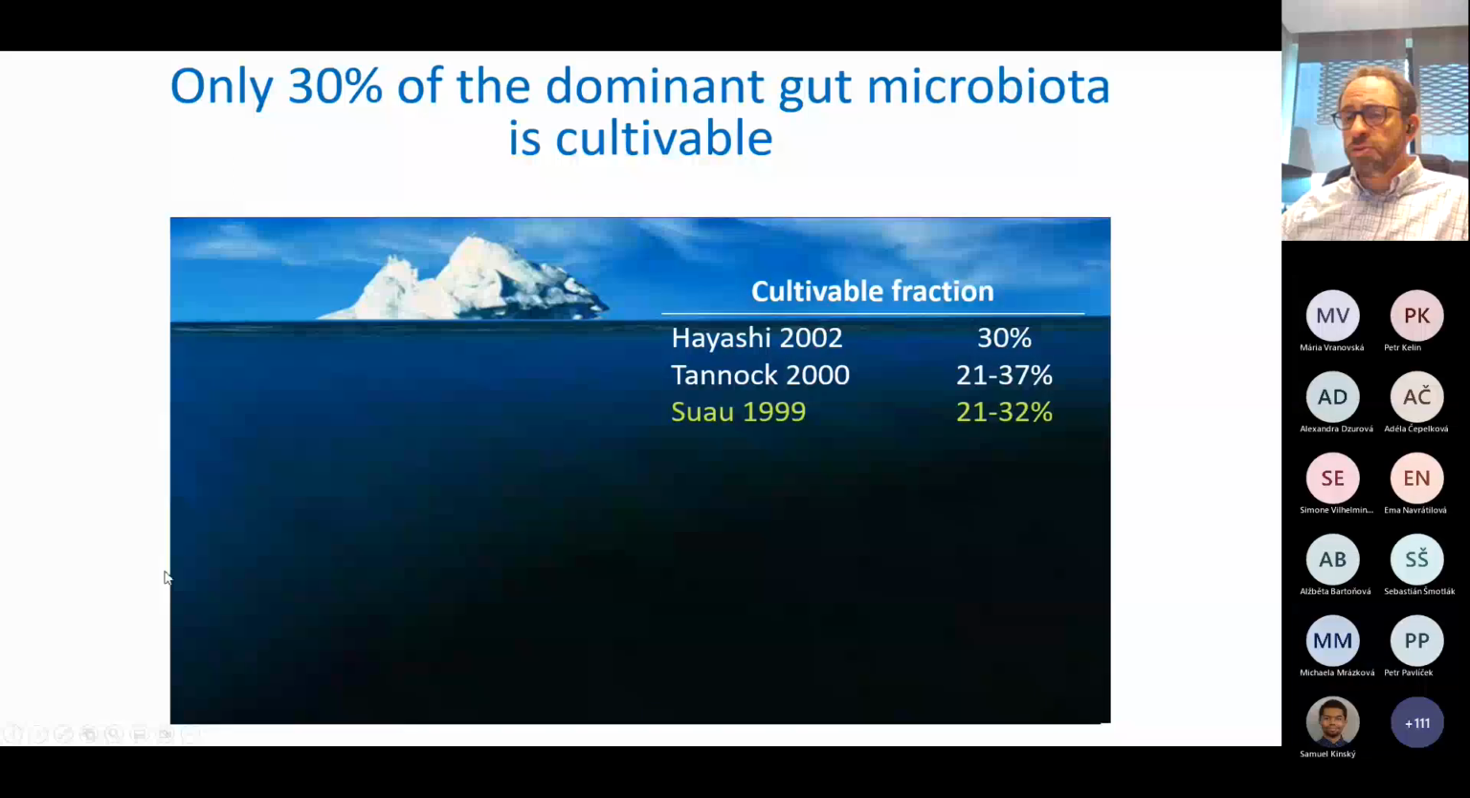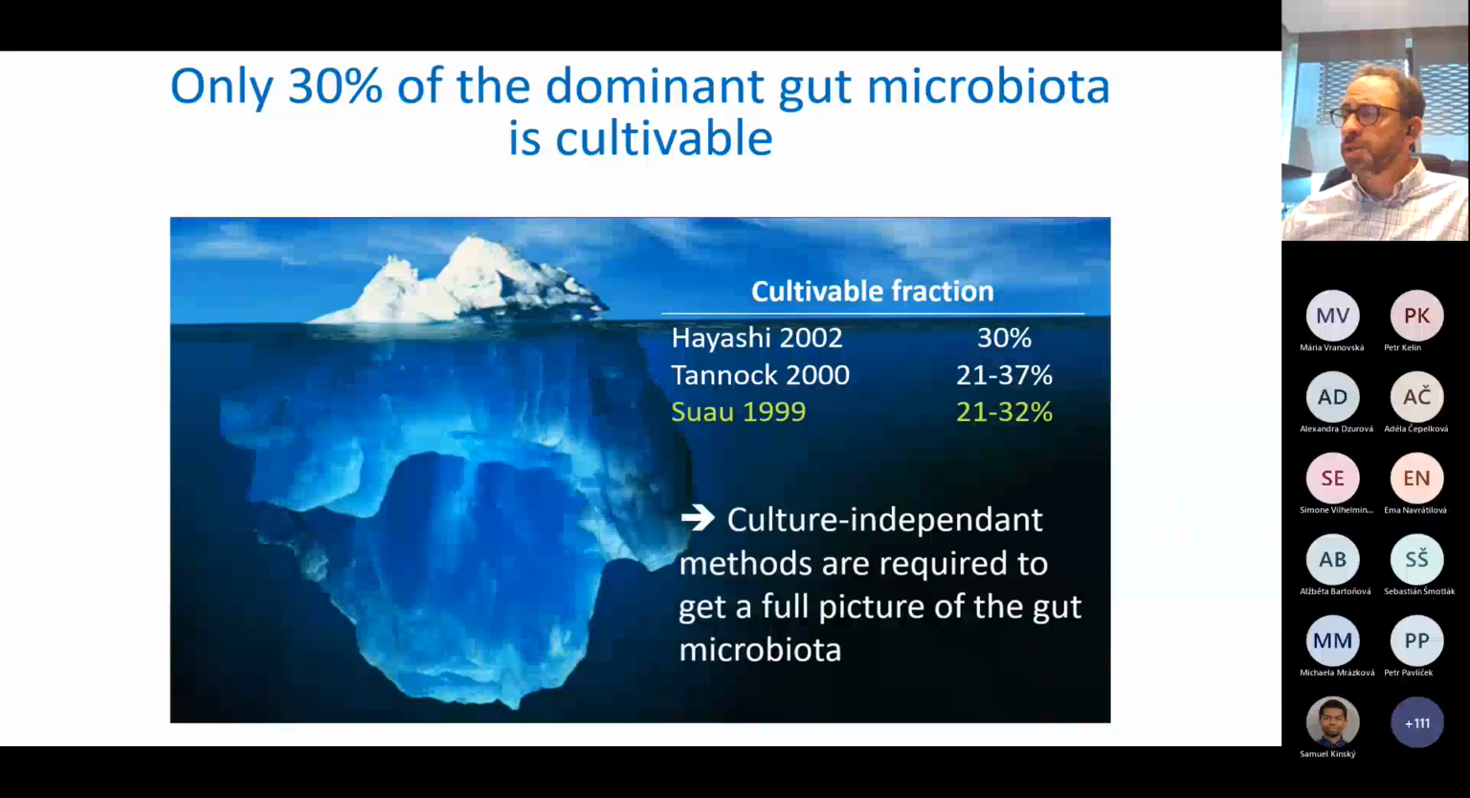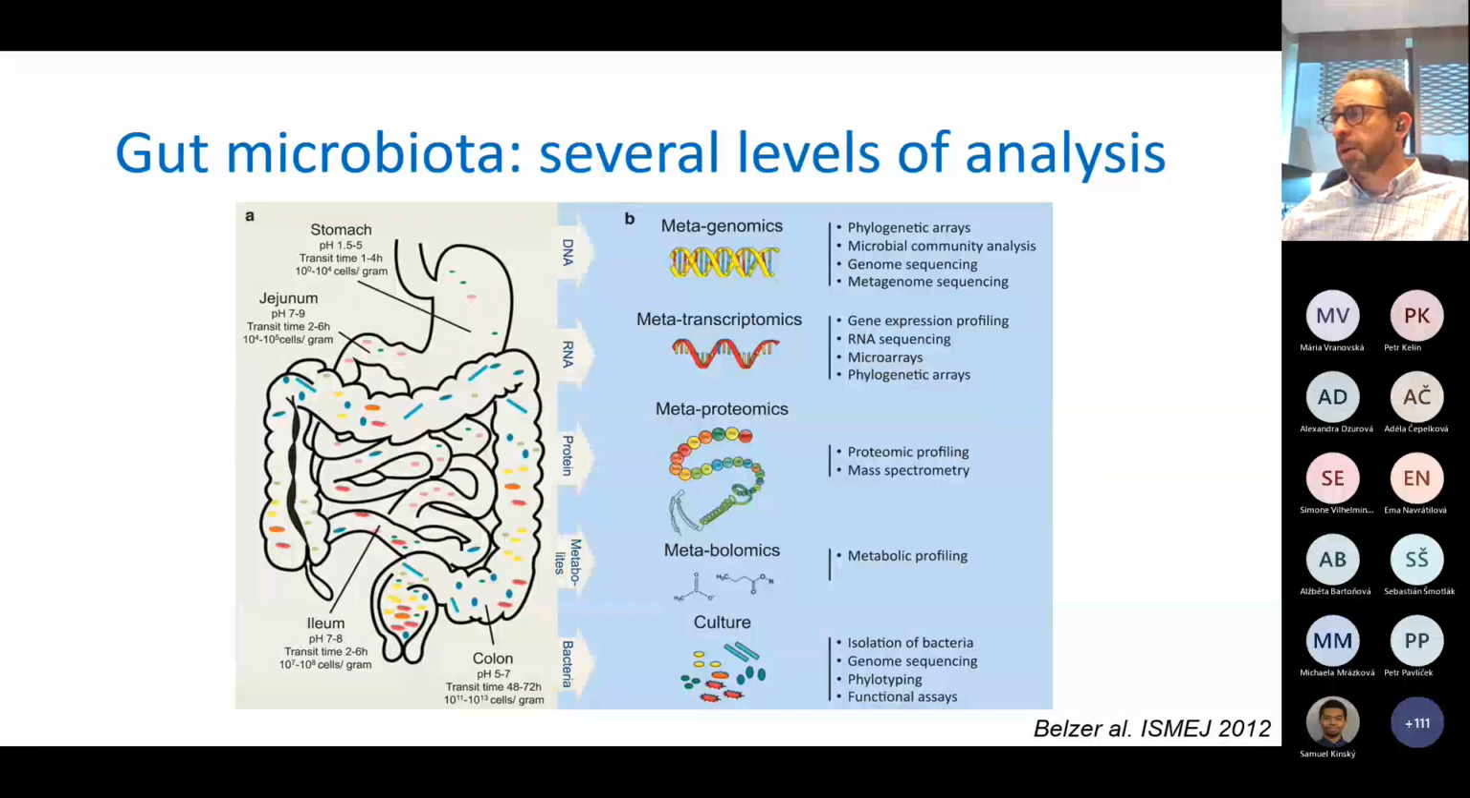So one of the issues when someone wants to study the gut microbiota is that only 30% of the dominant microbes are cultivable, at least easily. And so to study globally the gut microbiome, it is required to use culture-independent methods, and so basically to use sequencing technology.